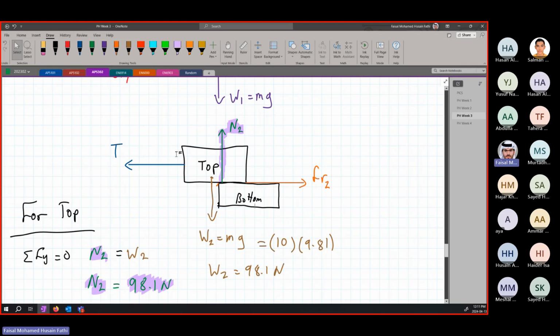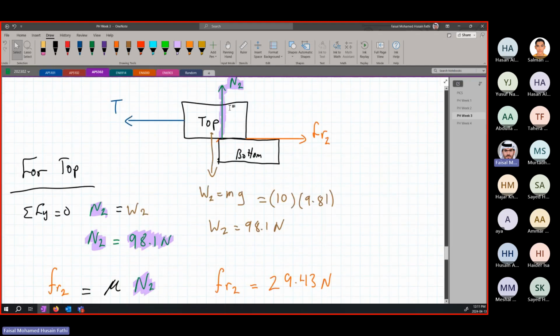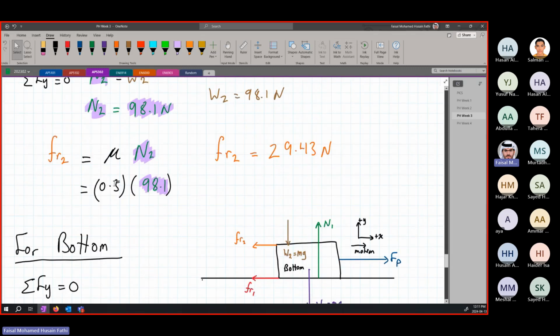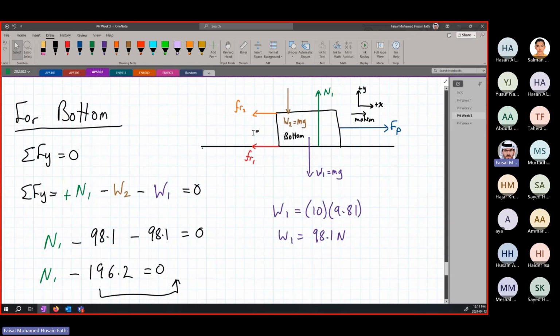Now we can do the analysis here to find FR2. We do our sigma Fy equal to 0 to determine our N2 value. And once we determine N2, we can find the friction force. Once we determine our friction force, now we are done with the top box. We look at the bottom box and start our analysis there. Again, sigma Fy equal to 0, meaning the summation of forces along the y-axis is equal to 0.